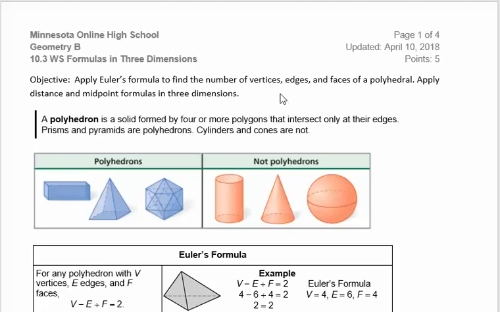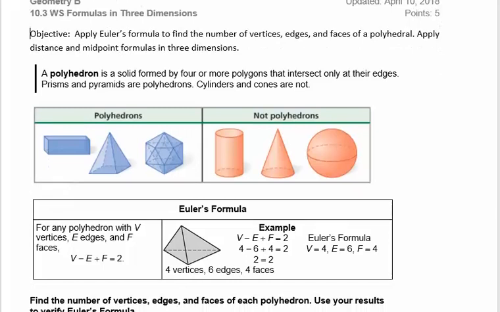Hello, this is Ms. DB, and in this video we're going to go over how to do a few of the problems from the Chapter 10, Section 3 worksheet on formulas in 3 dimensions. You will definitely want to take some notes. These are some new formulas that you haven't used before, and you need to make sure that you do them correctly. We'll also be using our calculators for this lesson.